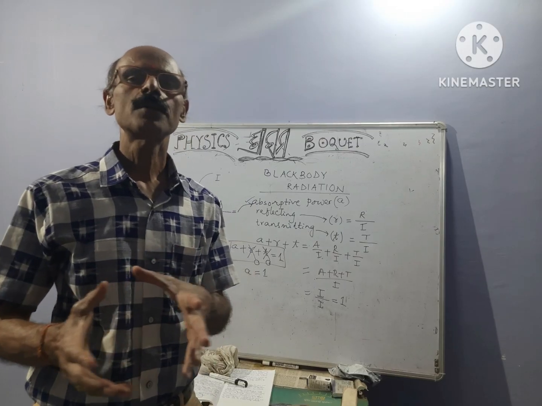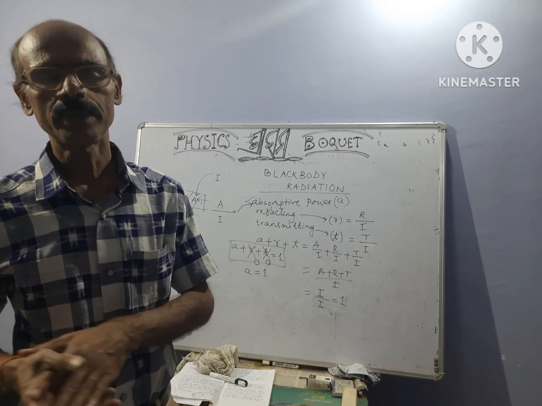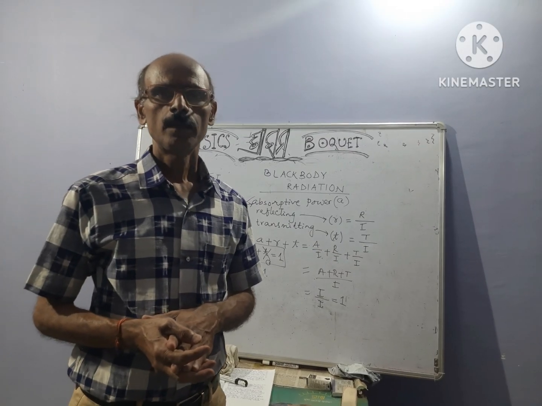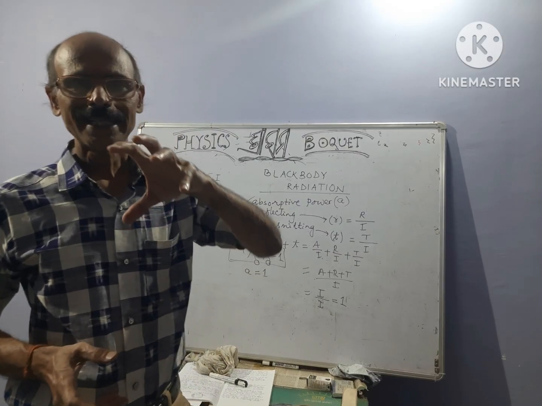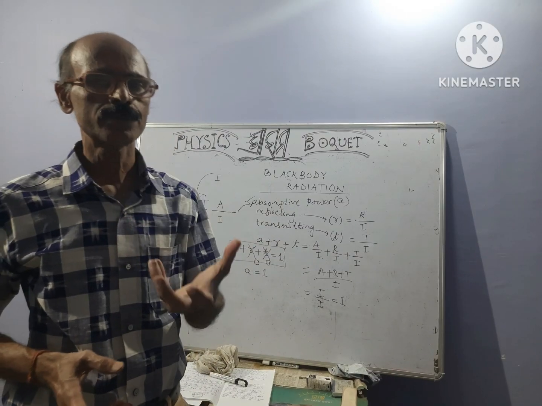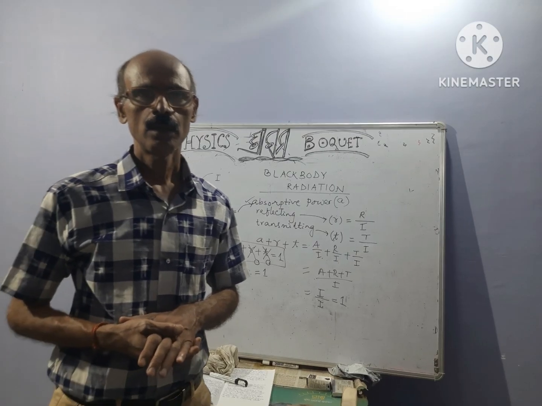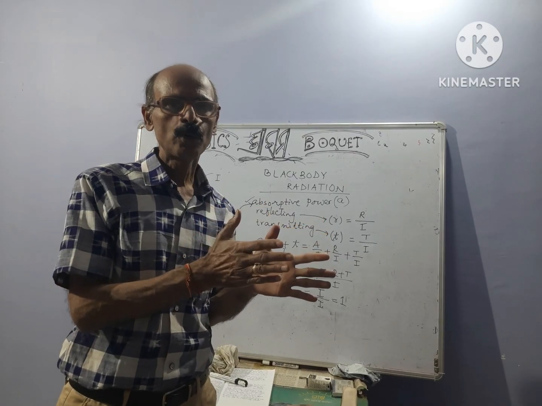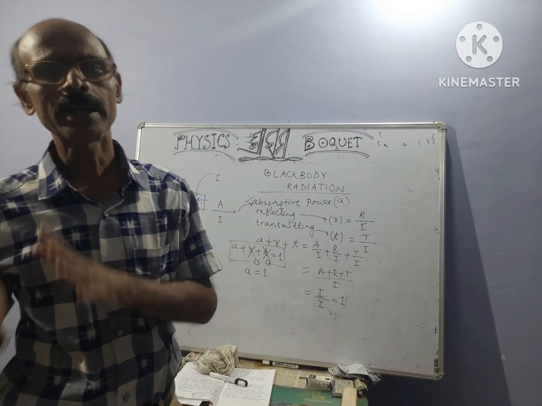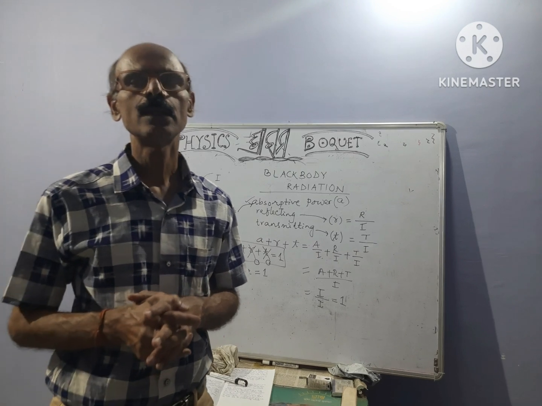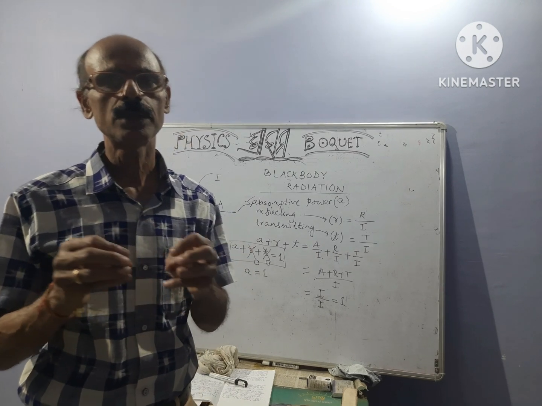The nature of the substance, whatever it may be, but the temperature of that substance determines the black body. So a black body is temperature dependent. It doesn't depend on the nature of the surface.